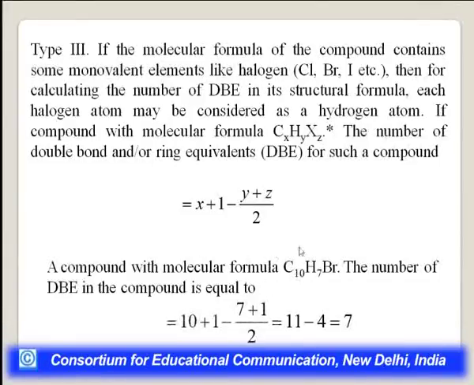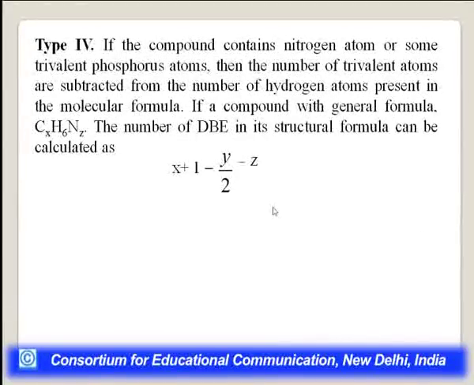This is the molecular formula of a compound, C10H7Br. So in this way you can calculate by putting all these values: 10 plus 1 minus (7 plus 1) by 2, because the bromine atom is 1. So you can calculate the number of double bond equivalents in the compound.